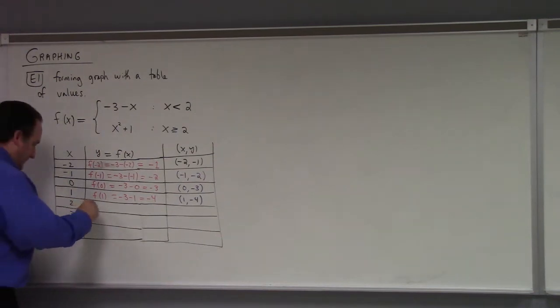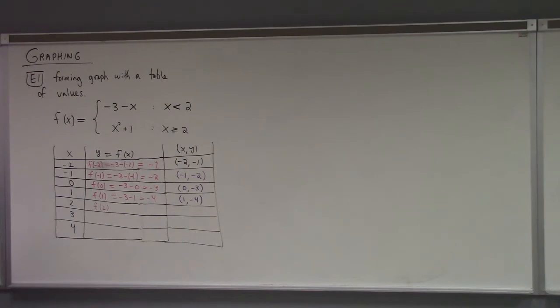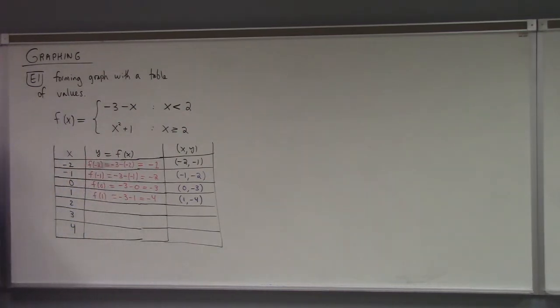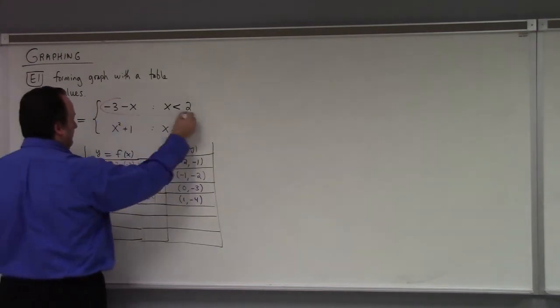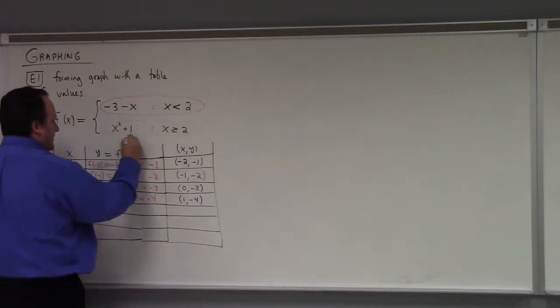F of 2. Oh, now hold on a second. F of 2. What case are we in? X squared plus 1. Tell you what, I'm going to color code this thing. So everything in red has been this case, right? The remaining ones are in the other case, this guy, right?